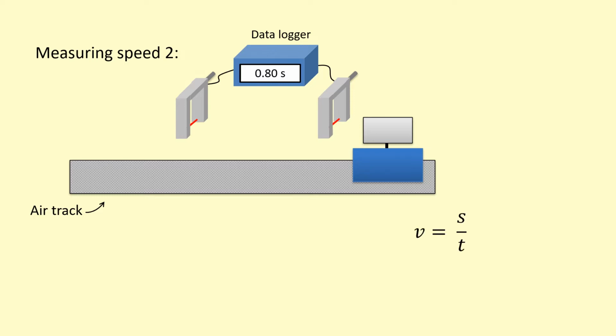Now I can use this to find the speed using speed equals distance over time. The distance covered over that time is the distance from the center of one light gate to the center of the other light gate, S. So let's say 1 meter in this case. The distance traveled, 1 meter, divided by the time gives me a speed of 1.3 meters per second.